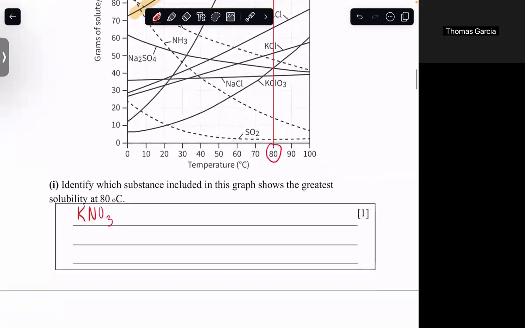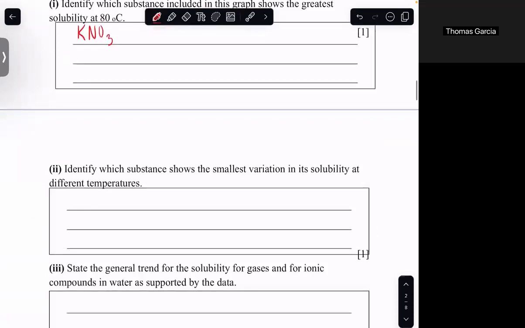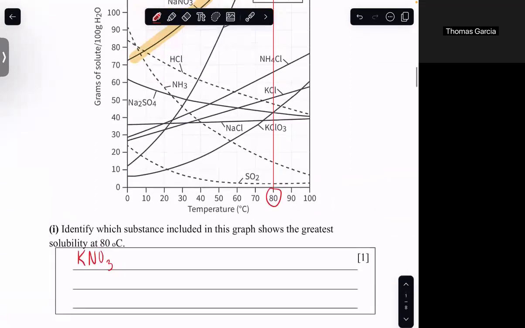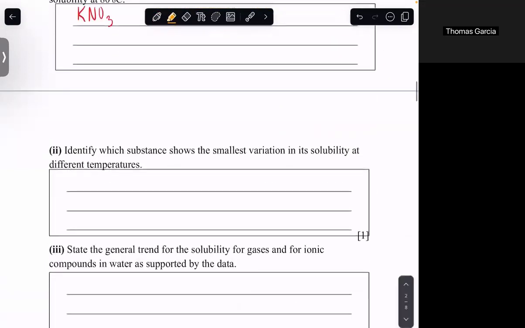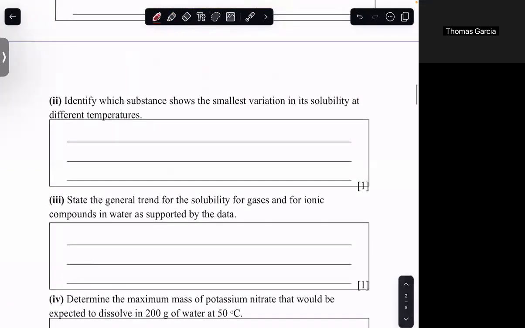So moving on to the next one. Identify which substance shows the smallest variation in solubility at different temperatures. For this, we're just looking for something that has the flattest line. A flat line would represent that it is not changing regardless of the temperature. And we can actually see that right here. Our flattest line is NaCl, sodium chloride. That doesn't change almost at all.